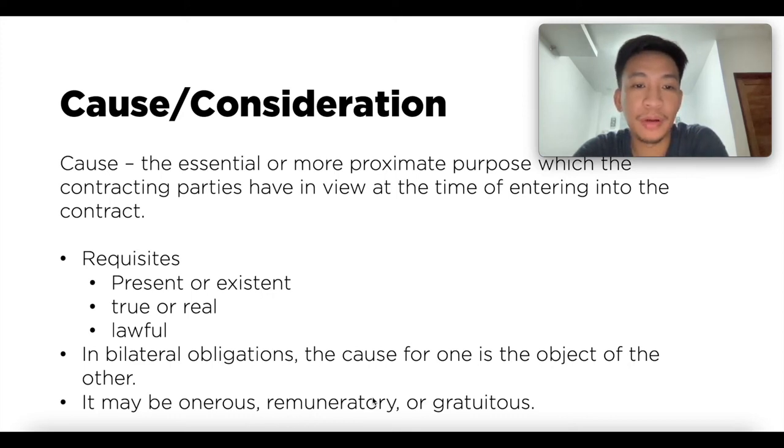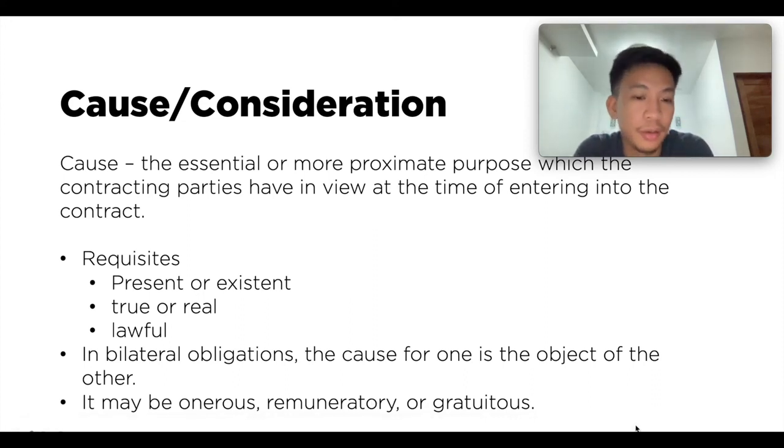So why are they entering into that contract to begin with? Ano ang kapalit nung object na ibibigay nila? So what's the consideration that they are thinking about when they entered into the contract? So yun yung tinatawag na cost or consideration. The requisites of cost or consideration are it must be present or existent, it must be true or real, and it must be lawful. Parang sa object lang din. So it must be present or existent, it must be true or real, and it must be lawful.